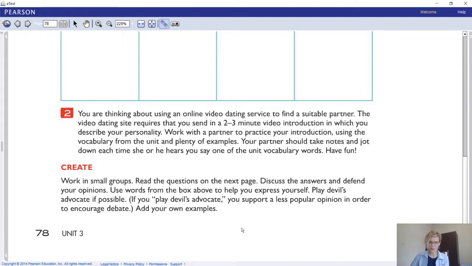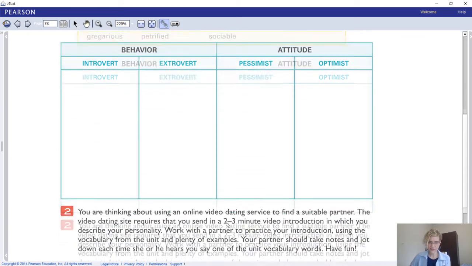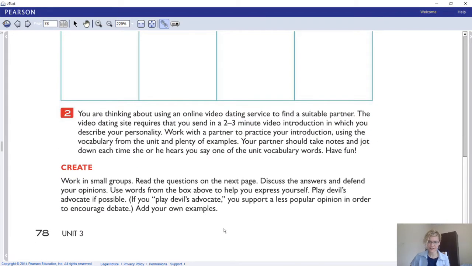You can use the words from the box to incorporate in your answers. You're going to express yourself, give your opinion. Play the devil's advocate if possible. And what is that? Playing the devil's advocate means that you support a less popular opinion, the one that not everybody likes, but you defend that in order to encourage a debate.